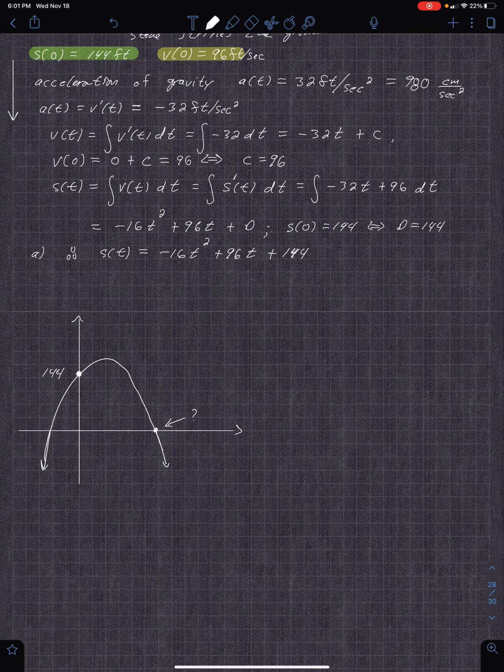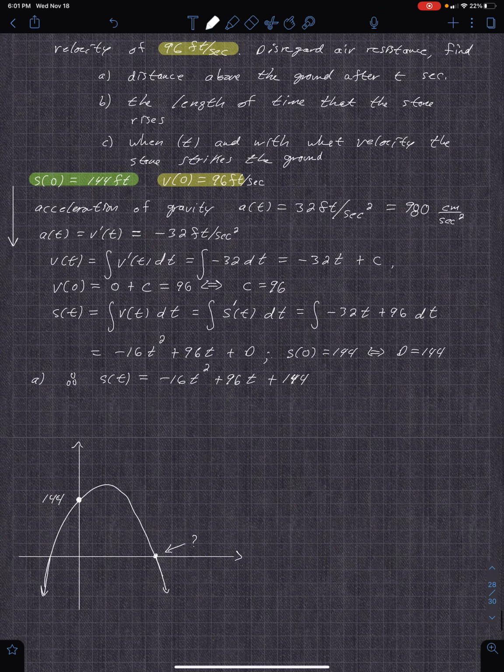So then what you do, what were the questions again? Let me make sure I go through this. The length of time that the stone rises. Oh, so the stone rises from the initial spot to this position. So we'll call that like T1 or something. So we want to find that. So it rises up to here. Well, that's the apex of S. So isn't that S prime?